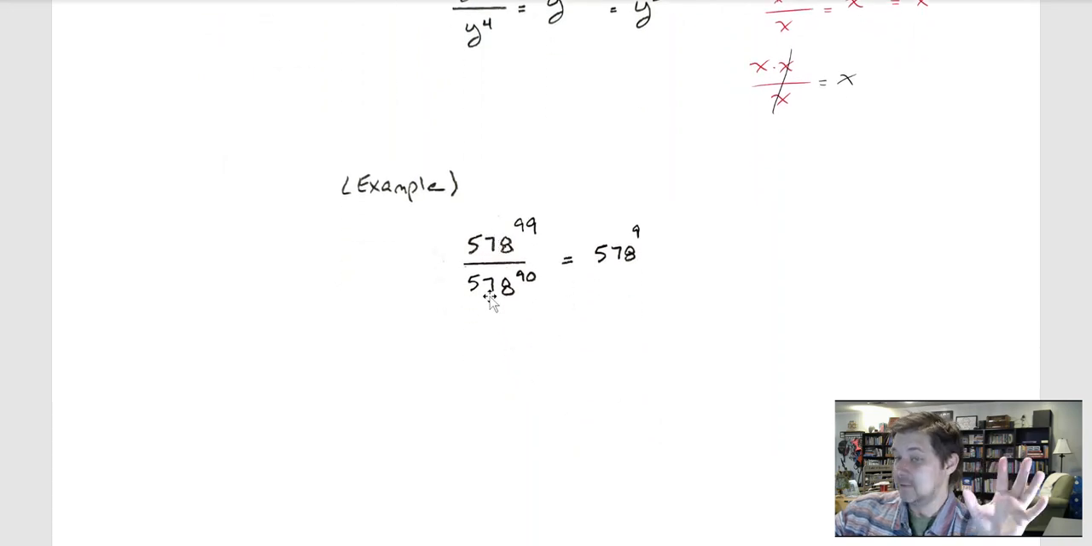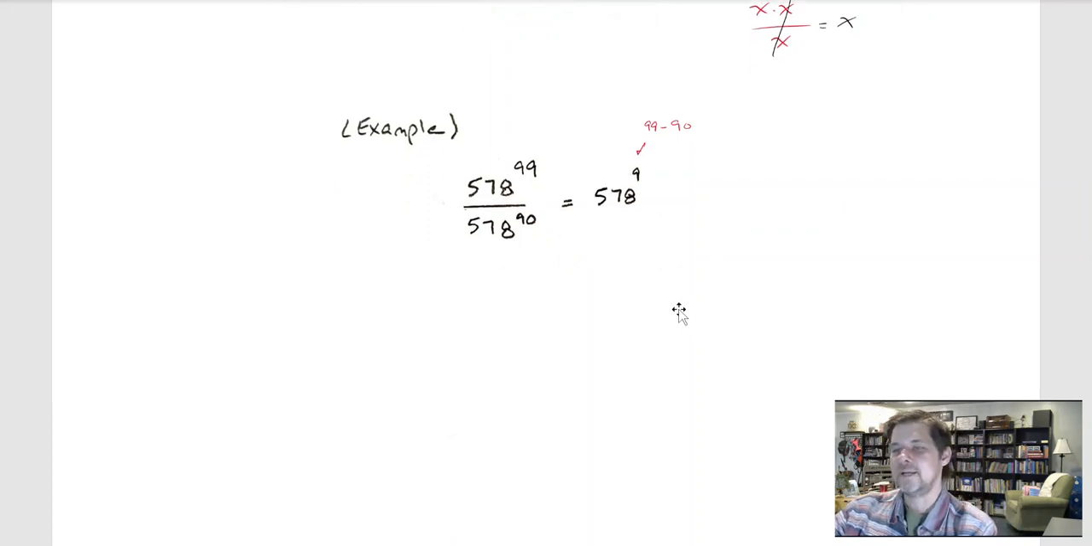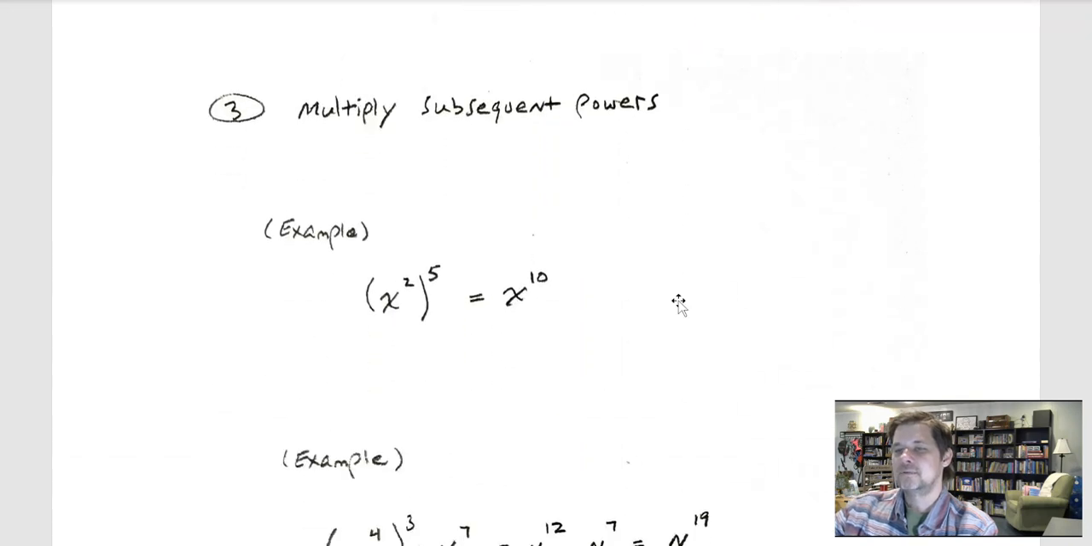Or 578 and 578. Now, say that we do have that, then what should the exponent be? I did say that the rule is that you take the exponent on top and you subtract the one on the bottom. And so what should the exponent be on this number 578? It should be 99 minus 90, which is just 9. And then if I got my calculator and I did 578 to the 9th power, it would be able to do that without overflowing the register. Okay? All right. So let's see, one more rule.